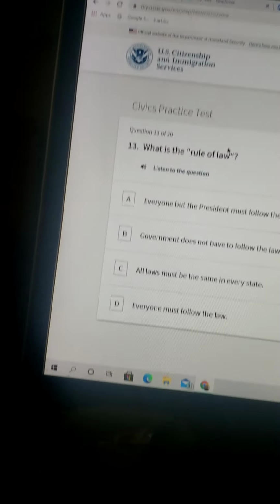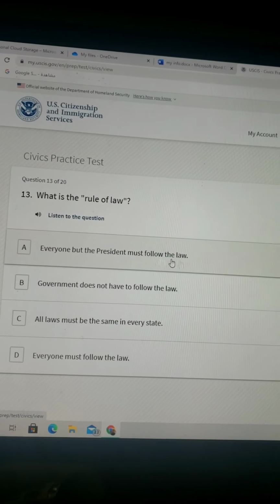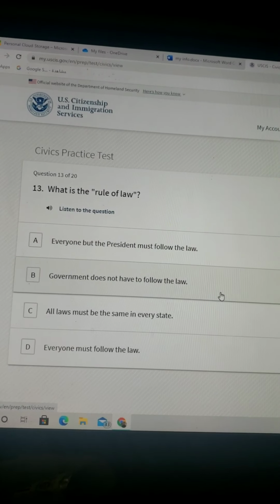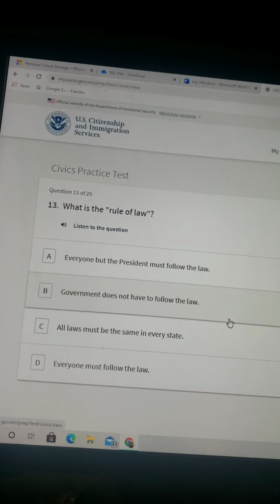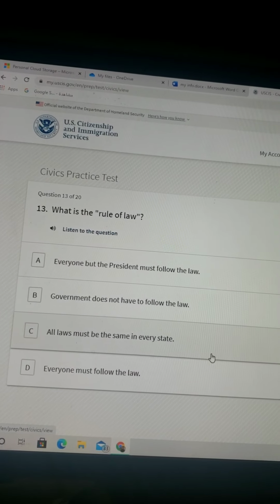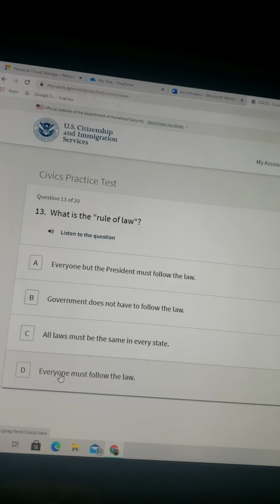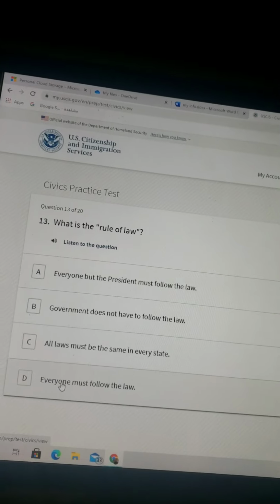What is the rule of law? Everyone but the president. Nope. Government does not have to follow the law. No, the government has to follow the law. All the laws must be the same. No, everyone must follow the law. Everyone must follow the law.